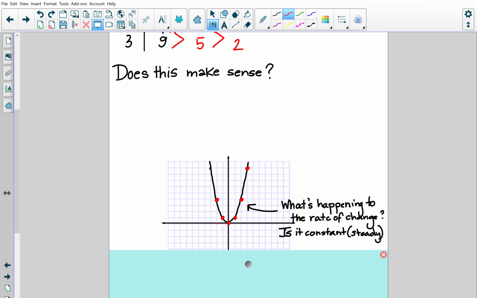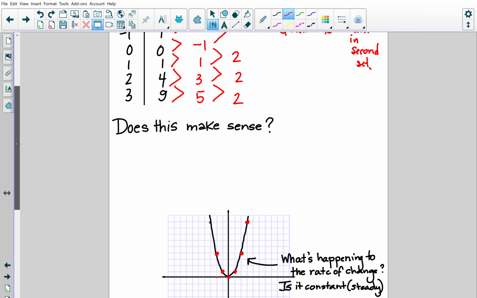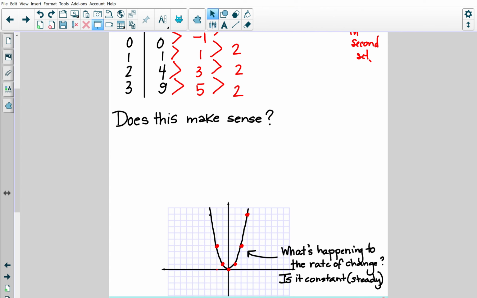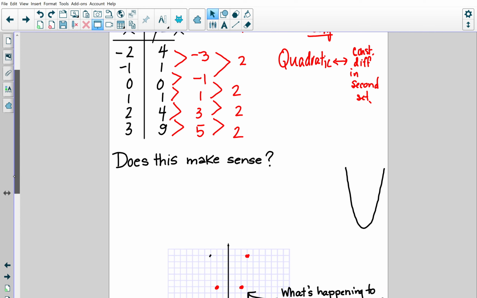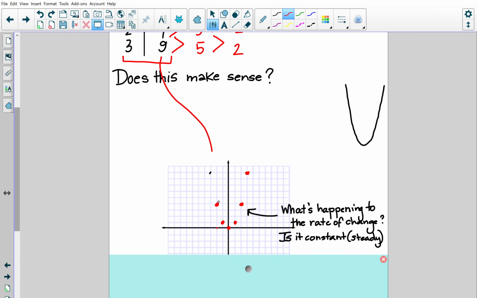Okay, as we look at what happens with the rates of change. So these are the points, by the way, that are graphed up there. I'll take off that graph because I'm only graphing the points. All right, so these points are down here. Negative 2, 4, right there. Negative 1, 1, 0, 0, 1, 1, 2, 4, 3, 9.